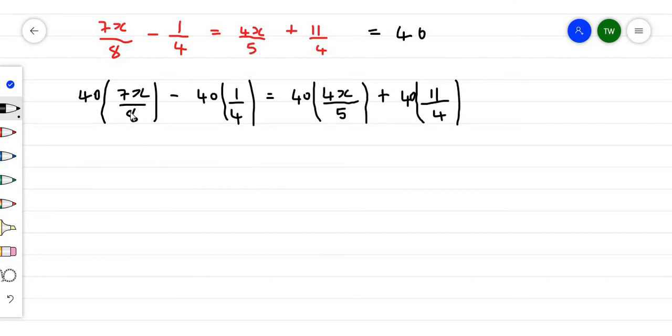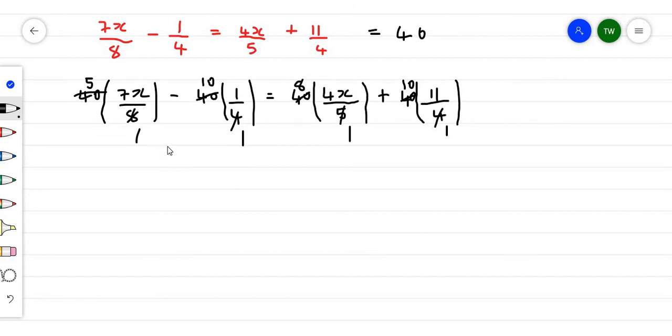So here, 8 into 8 goes 1. And how many groups of 8 can we get out of 40? That's going to be 5. And 4 into 4, that's 1. And how many groups of 4 can we get out of 40? That's going to be 10. Now 5 into 5, that's 1. And 5 into 40, that's going to be 8. And 4 into 4, that's 1. And 4 into 40, that's going to give us 10.